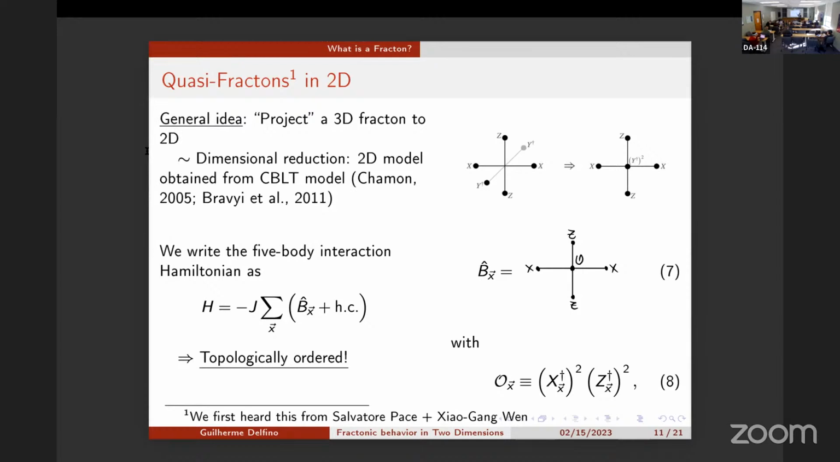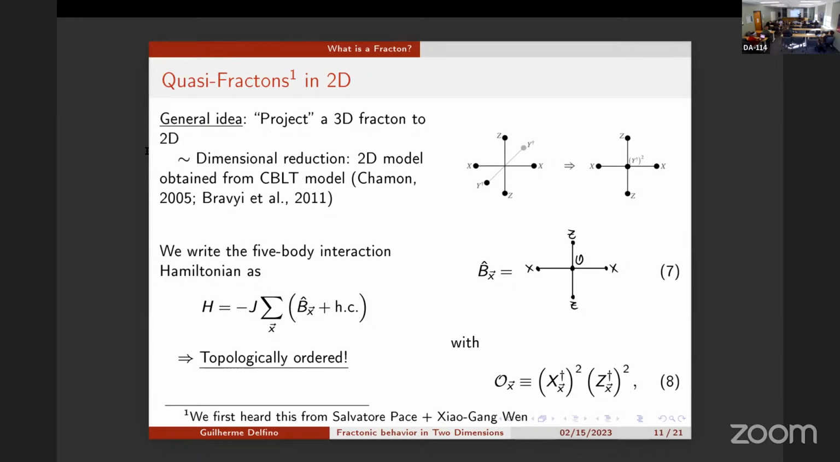So for every center of a cube, you can just apply sigma x, sigma z, sigma y on the six neighbors in the center of this cube. So it's a complicated lattice. Let's not bother about that. But this is the interaction that we put in the Hamiltonian.